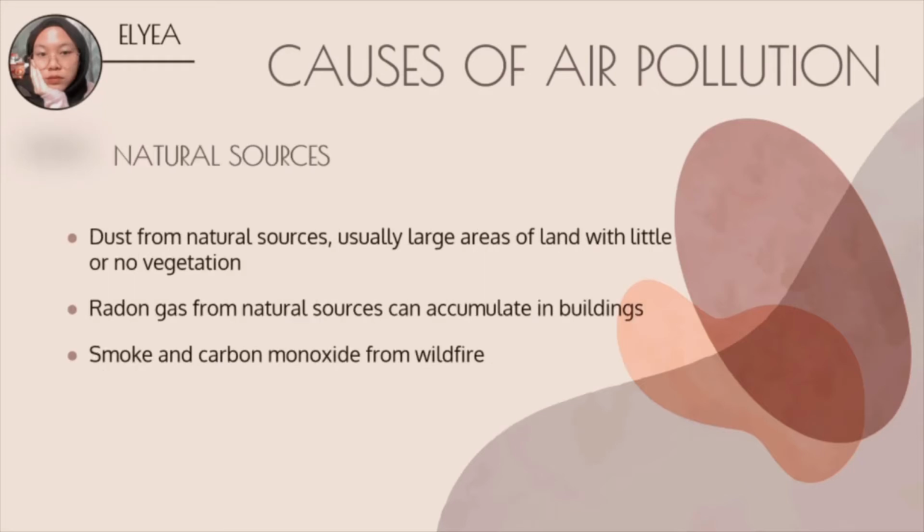Other causes of air pollution come from natural sources, such as dust, that usually comes from large areas of land with little or no vegetation, and radon gas from natural sources can accumulate in buildings, especially in confined areas such as the basement, and it is the second most frequent cause of lung cancer after cigarette smoking. Next is smoke and carbon monoxide from wildfires or volcanic activity, which produce sulfur, chlorine, and ash particulates.